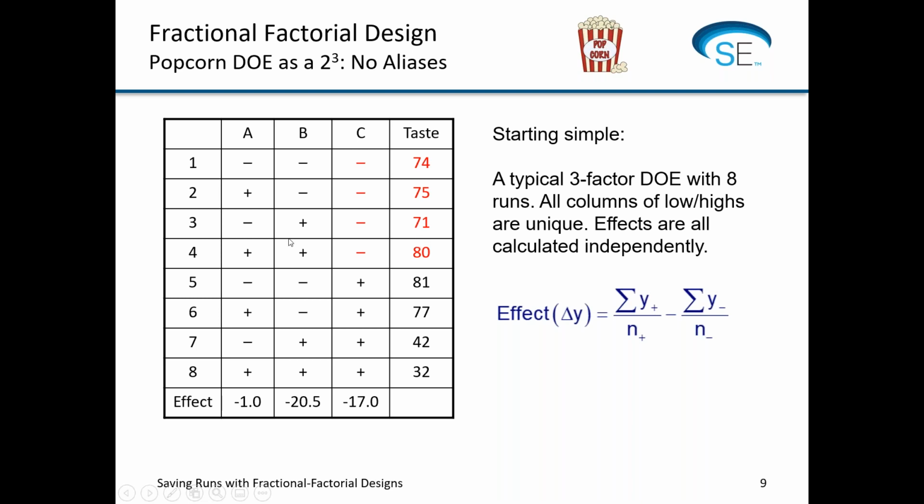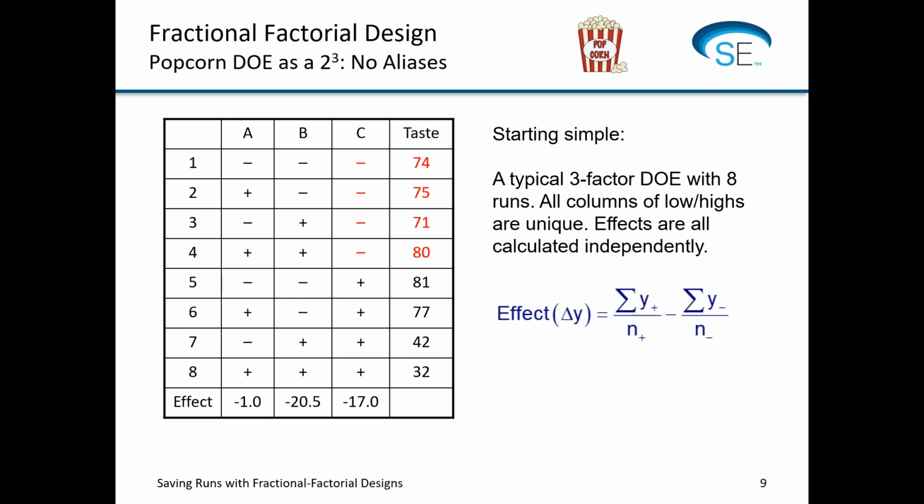Okay. For factor B, the effect of B is the average response when we compare the high level of B, so the 4 runs where B is high, versus the average of the 4 runs where B is set low. Because the columns of pluses and minuses are different, all the effect calculations are going to be unique.